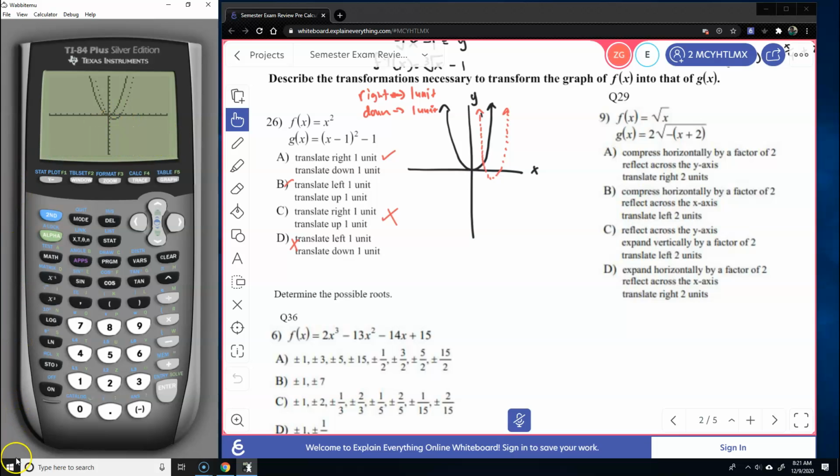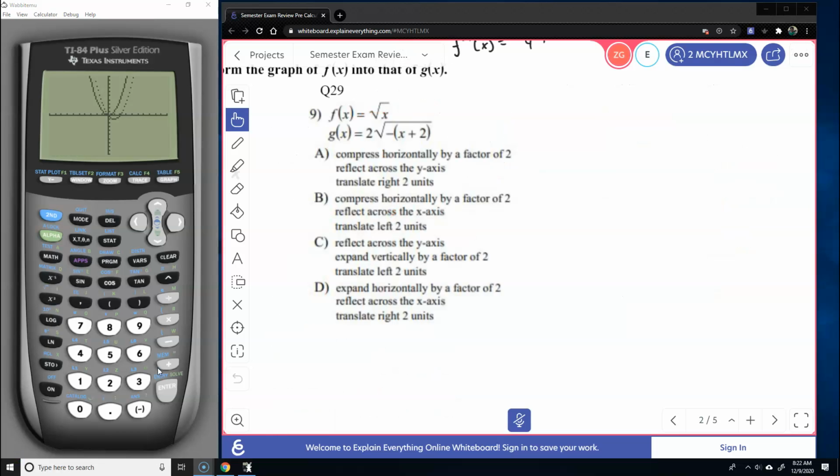Let's go ahead and do number 9 the same way. So once again, we're going to describe the steps that we go from the square root of x, which is f of x, to g of x. So I'm going to use my calculator. We have y equals. Now the parent function is going to be a square root function. This is a square root function, and I'm going to go ahead and clear this.